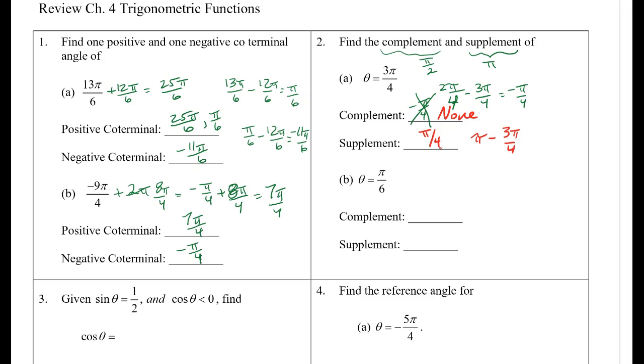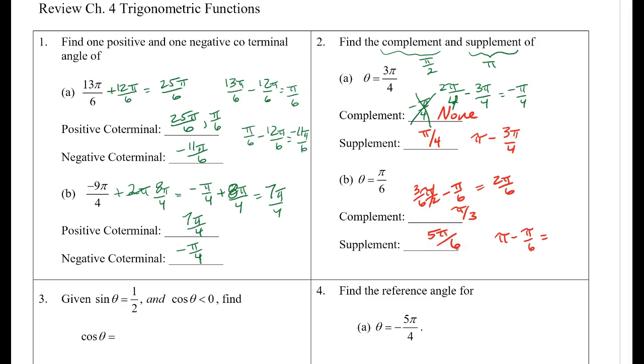Part B, same idea. For pi over 6, I'm going to start with pi halves minus pi over 6. Pi halves is 3 pi over 6, so that leaves me with 2 pi over 6. When I reduce that, my complement becomes pi over 3, and then my supplement is pi minus pi over 6.